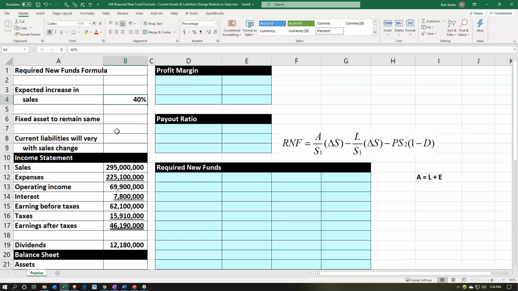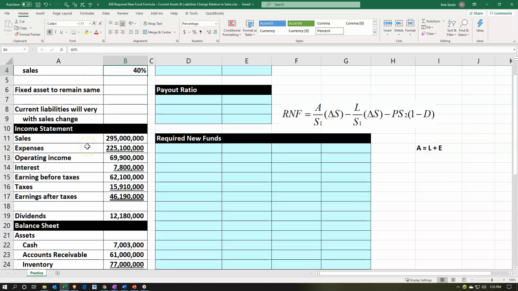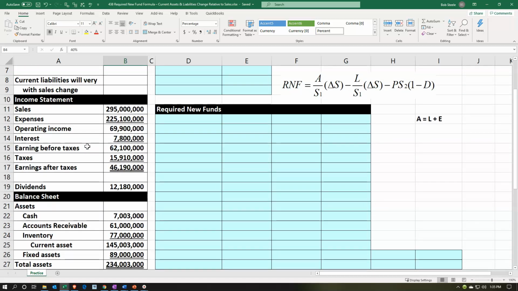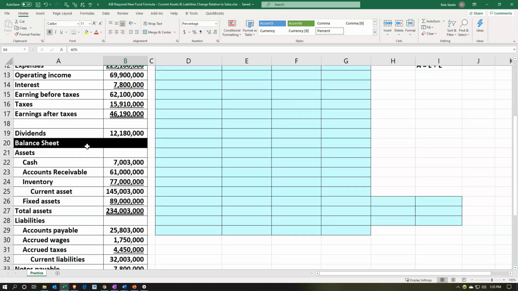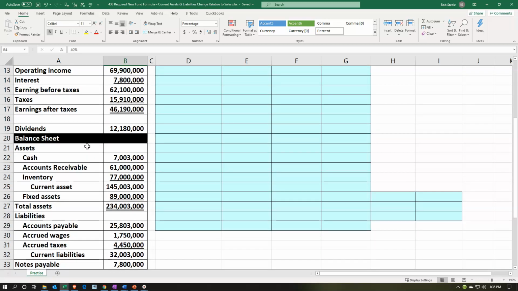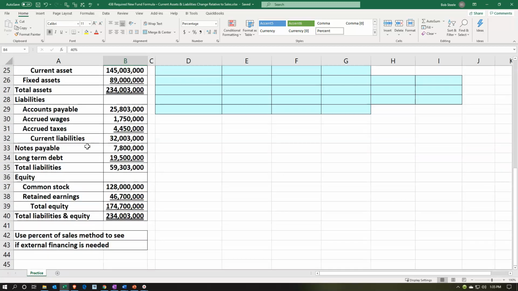We have the current liabilities will vary with the sales change. In other words, the current liabilities will vary as there's a change in the sales, but not the long-term liabilities. All right, so then we have our income statement information. This is going to be the income statement for the current period, not the projected income into the future. Then we have the balance sheet for the current period that has passed, not the projected period into the future.